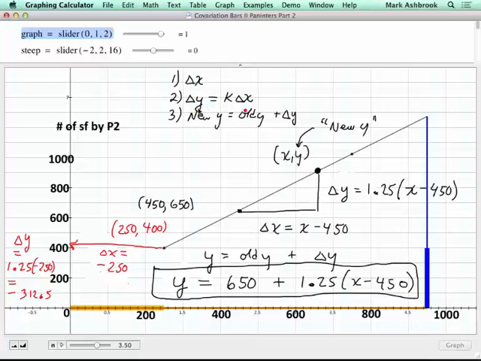We're doing the same process now. We got that change. New y equals old y plus change in y. What was the old y? 400 plus the change in y, negative 312.5. What do you get? 87.5.